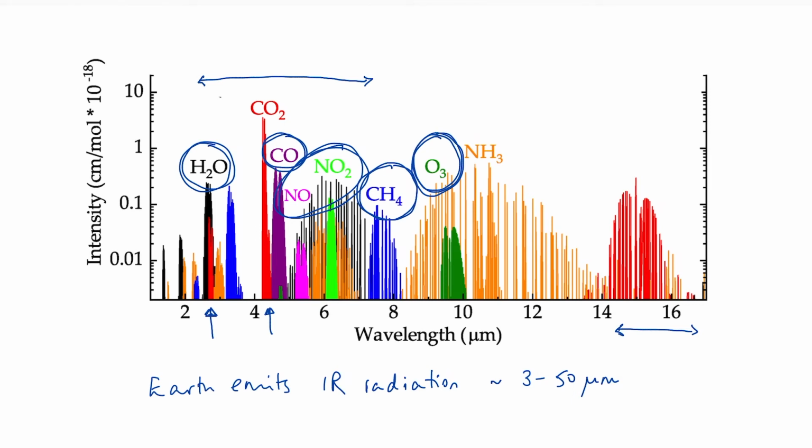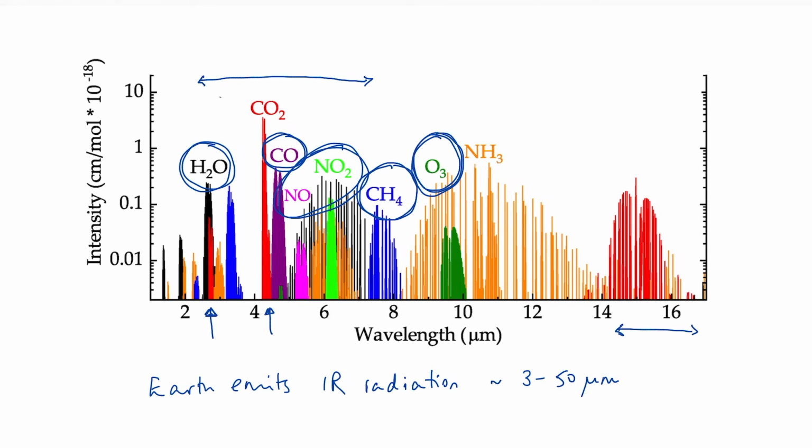So all of these common gases in our atmosphere are absorbing infrared radiation, which leads the atmosphere to warm. And the greater the concentration of these gases in the atmosphere, the more infrared radiation that is going to be absorbed, and the warmer the atmosphere becomes.